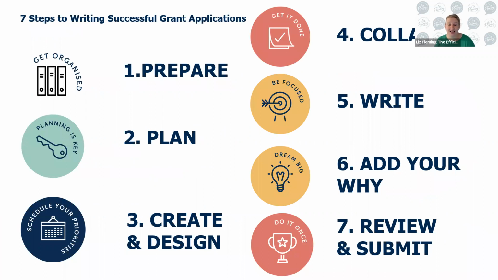So there we have it. There is my 7 steps to writing successful grant applications. If you can pop in the chat, what was your biggest learning or takeaway from what I've shared with you so far? I'd love to see what you thought, and what was a couple of things that you might not have known, forgot about, or that are slightly different to the way that you currently write them.